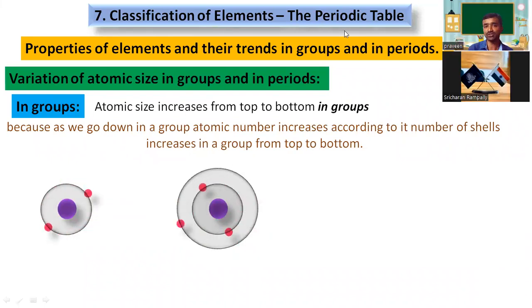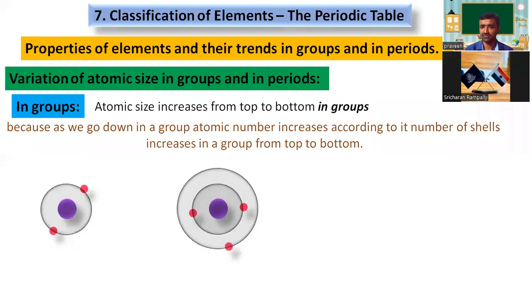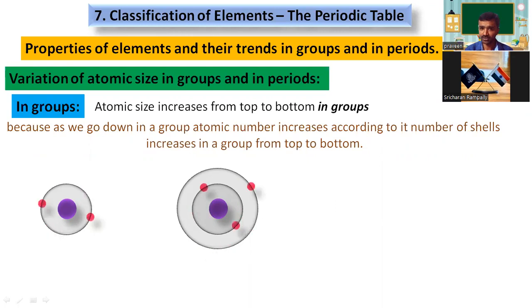Among the 2 elements, which has greater atomic size? Helium or lithium? Lithium, sir. So lithium has greater atomic size. Can you guess the reason for this?